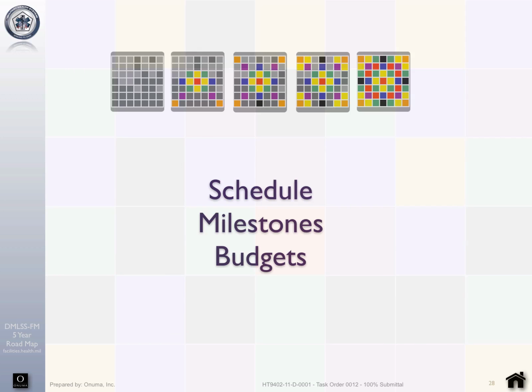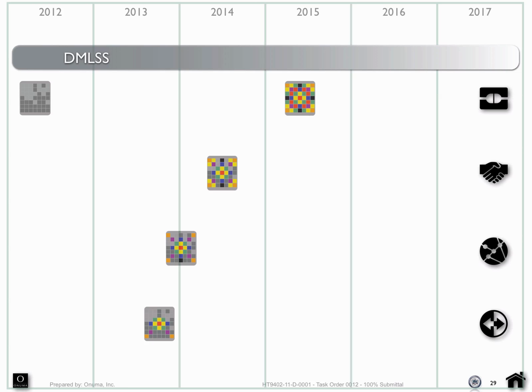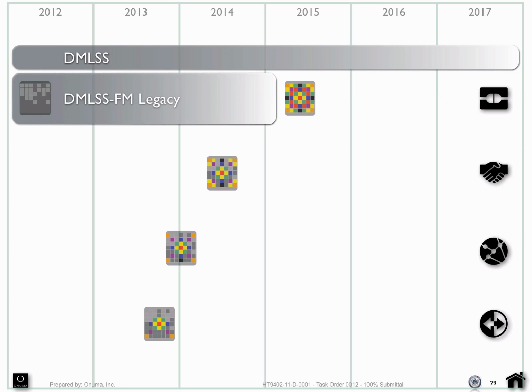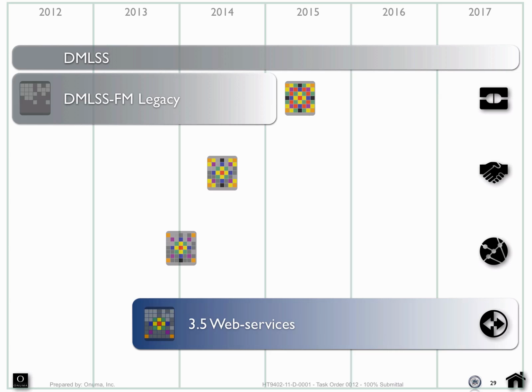Schedule, milestones, and budget. The current version of DMLS is going to continue running, and the plan is to develop a test environment that's web service enabled in 2013, hosted in a DMZ environment for testing from version 3.5 to 3.9.